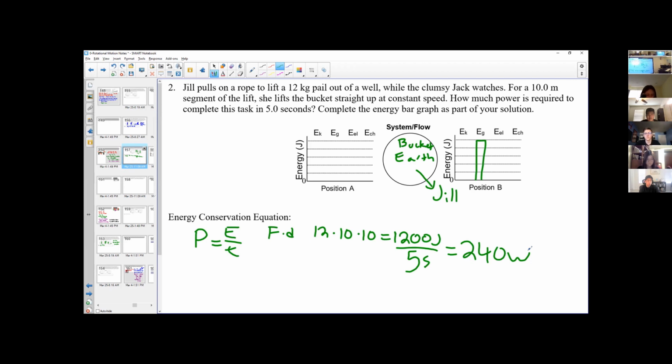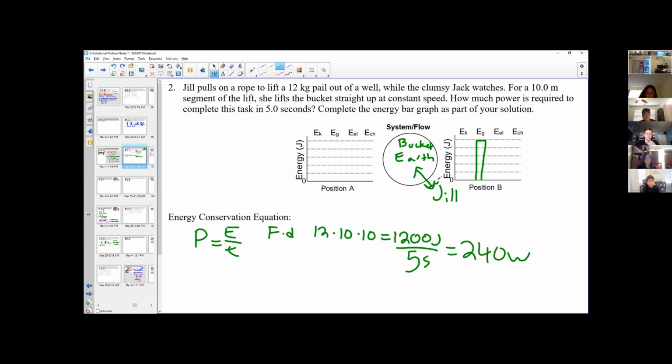The only thing I would change is: is Jill doing work on the system, or is she taking work or energy out of the system? She's putting energy into the system. So we should just change the direction of that energy. Oh, okay. That's the only thing I would change: she's not taking energy from it, she's putting the work into it. Okay, got that. Good.